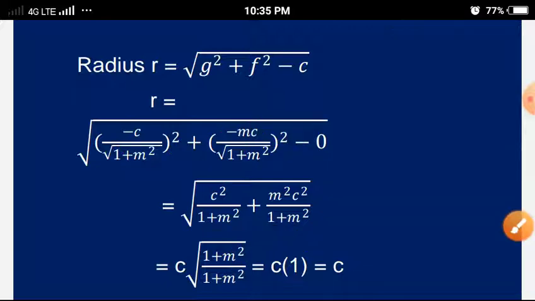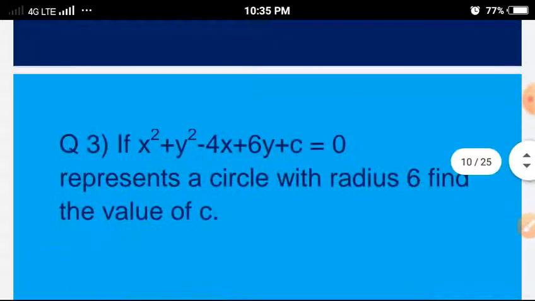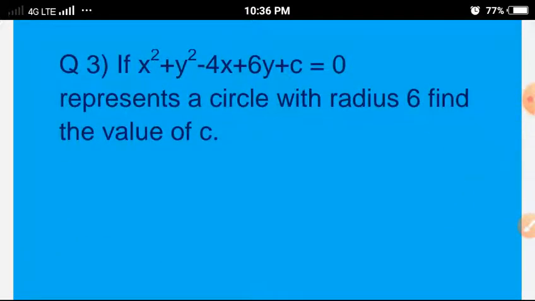Yes, do you understand? Yes. We see the next problem.